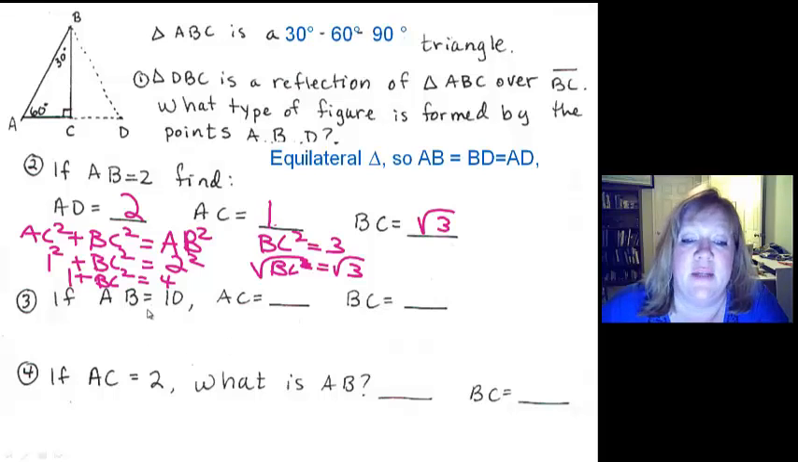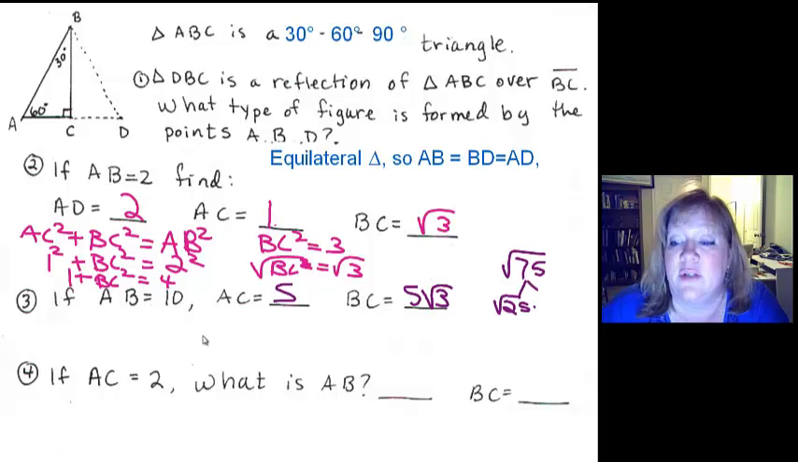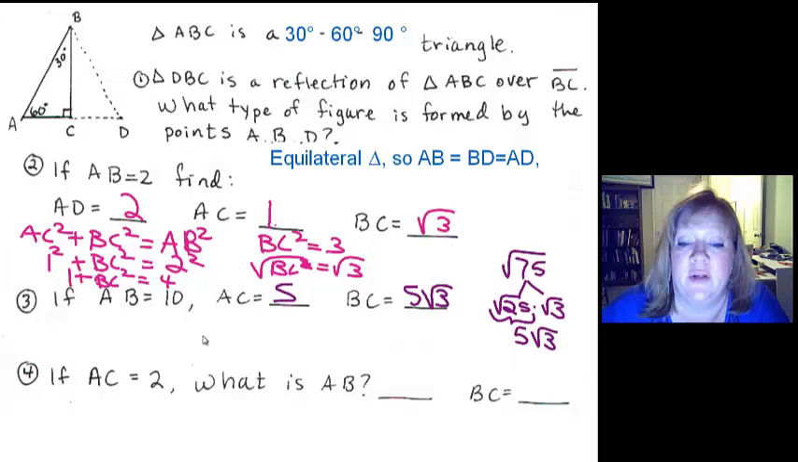So if AB is 10, then you know AC is 5, and BC, if you do out the Pythagorean theorem, it'll be set up just like the one we just did, and you'll get square root of 75. That's going to reduce down to 5 square root of 3. You see the pattern? 1, 2, square root of 3. If AC is 2, so we're going a different tack, what's AB? Well, we're going from a shorter side to a longer side, so we're going to have to double it. And BC would be 2 square root of 3.